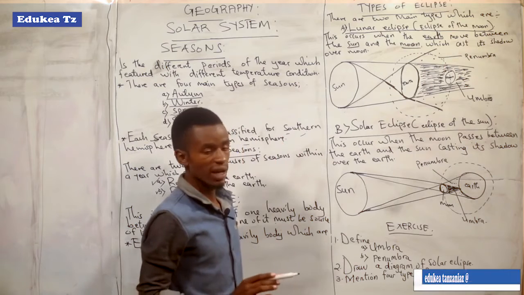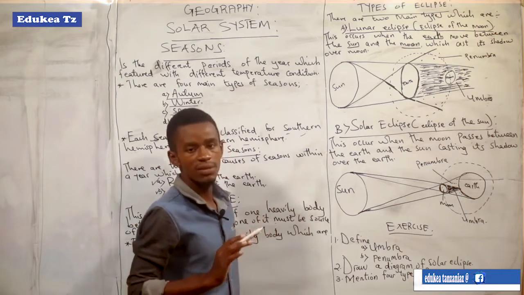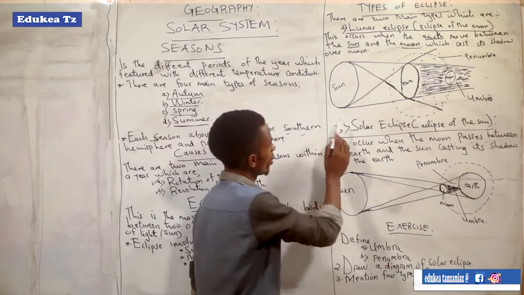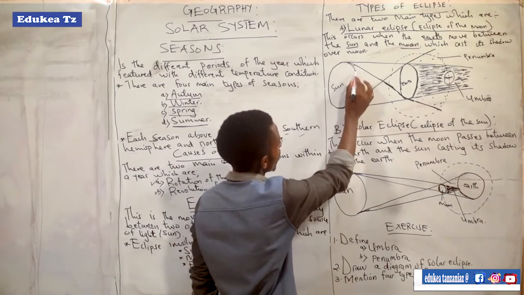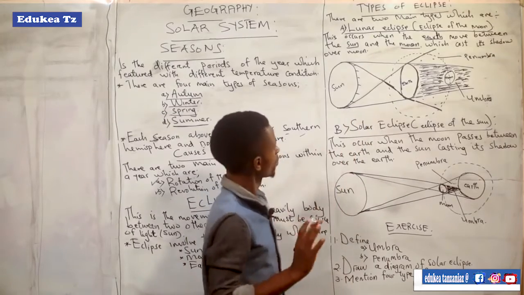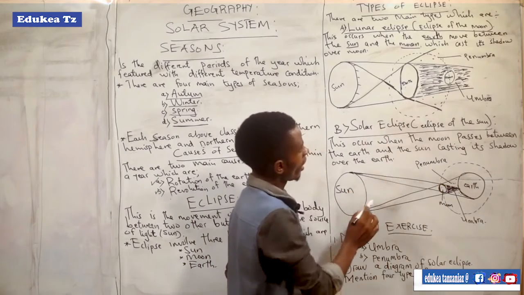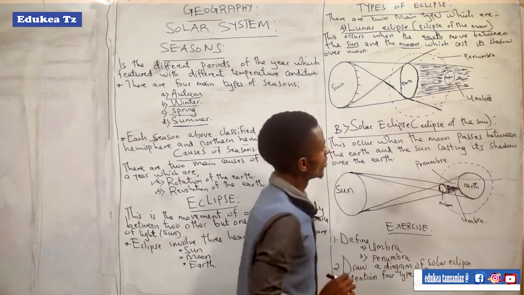Let's see the diagram of how a lunar eclipse occurs. For example, here is the sun, the producer of light. Also here is the earth, and here is the moon.